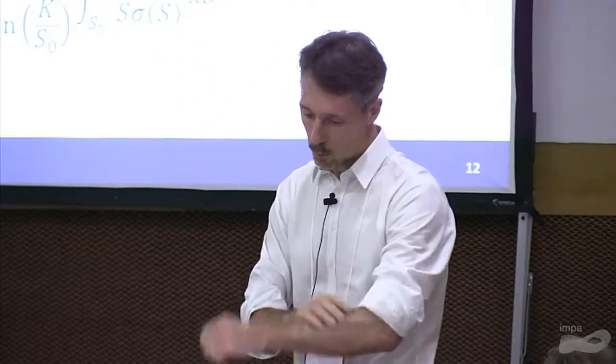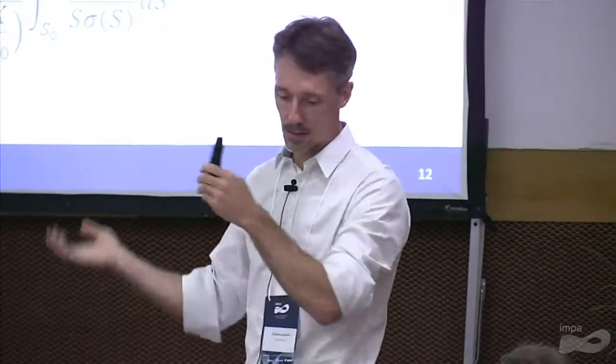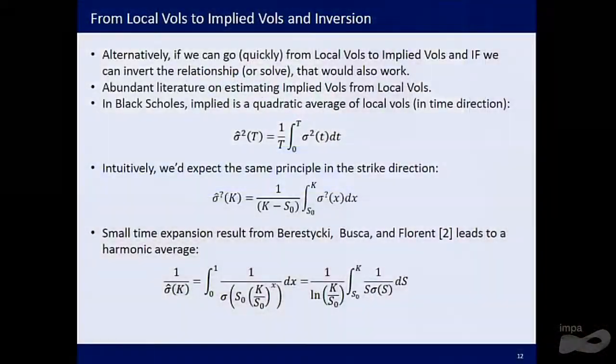So, going from local to implied and inverting. In the time dimension and in the Black-Scholes framework, obviously implied vol is an average of local vols. Implied variance is an average of local variance across time. Intuitively, we just need to do the same thing, but now across spot as well. Would it be nice if the implied vol for a given strike is an average of the local vols across spot values, maybe from spot to strike?